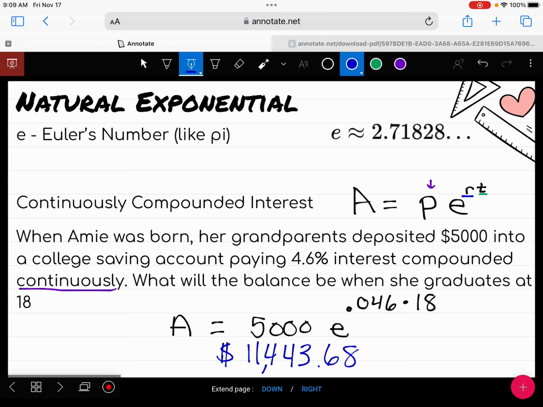Okay, so it's very much like the ones we did yesterday. It's just a different formula to go into. So the other formulas all kind of build off of each other. Continuously compounded is its own thing, and it uses E.